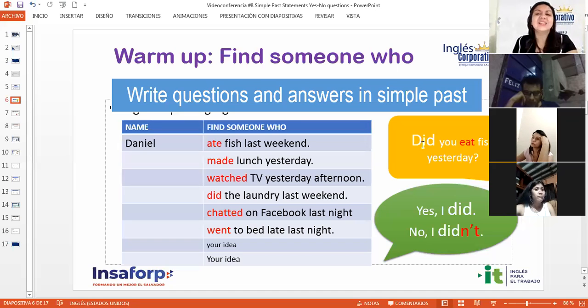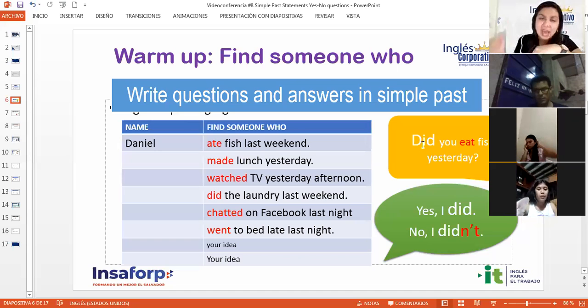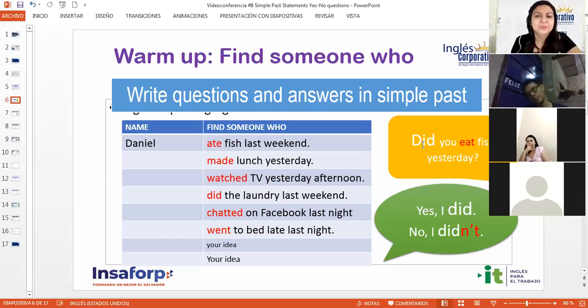Besides that, when we talk in the simple past, we usually use past time expressions, like yesterday, last year, last week, last weekend, last Monday, last Tuesday, last Friday, yesterday, the day before yesterday, last night, etc. And the answers, the yes, no answers, are very simple. Yes, the subject, and did. No, the subject, and didn't, or did not. Are there any questions?